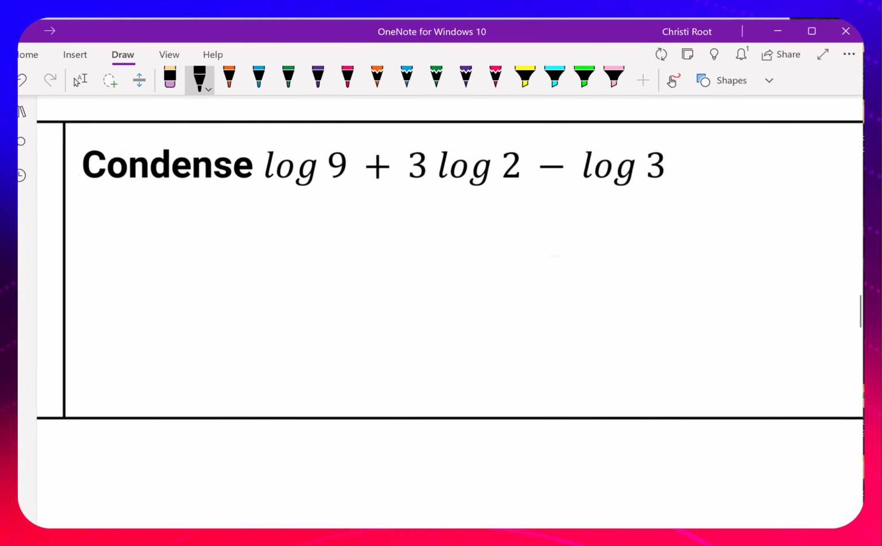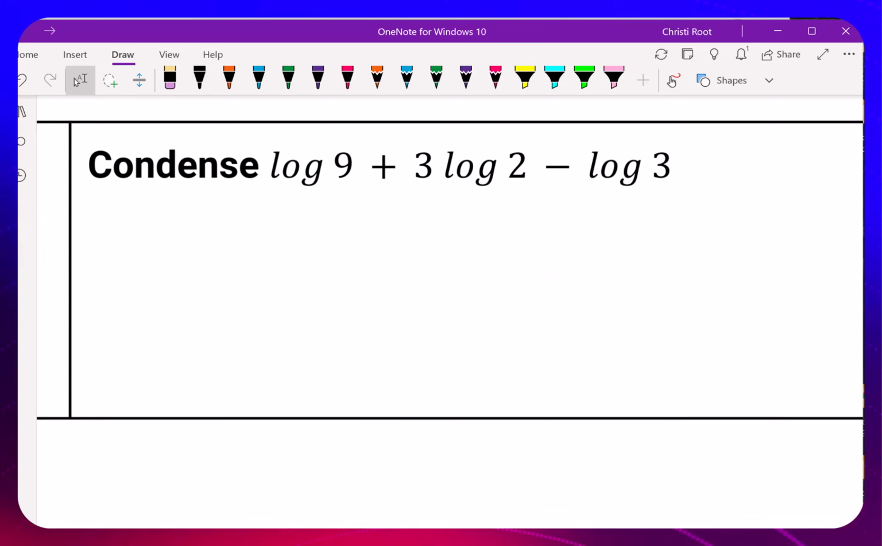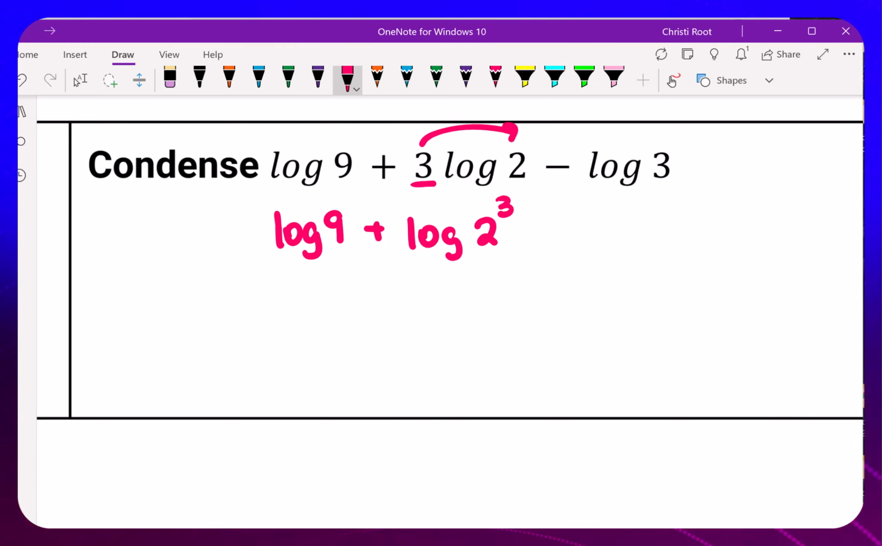Second example. We have several things going on here. I need to look to see if I have any powers, and I do. I have a power of a 3, and that looks like all I'm going to do on that first step is to move this 3 up here. So now it's going to be 2 to the power of 3.